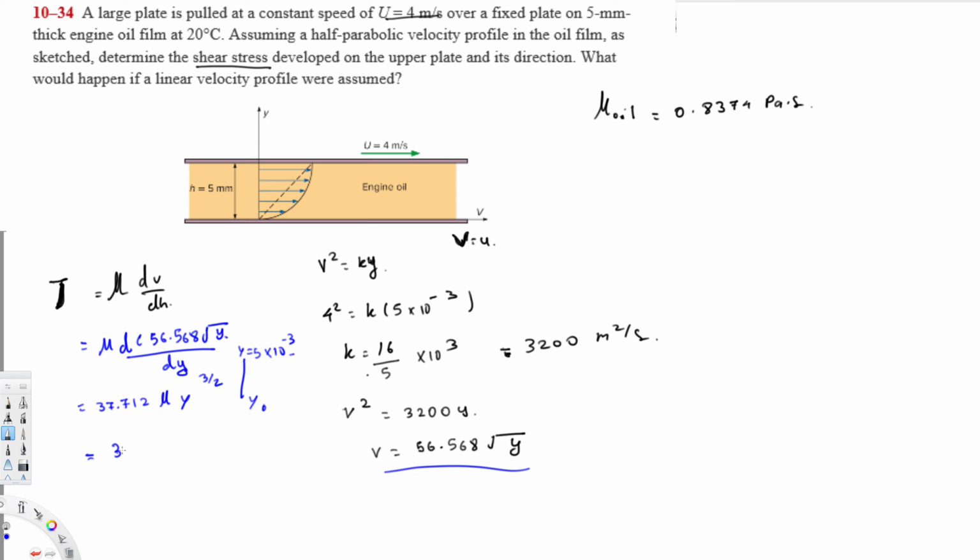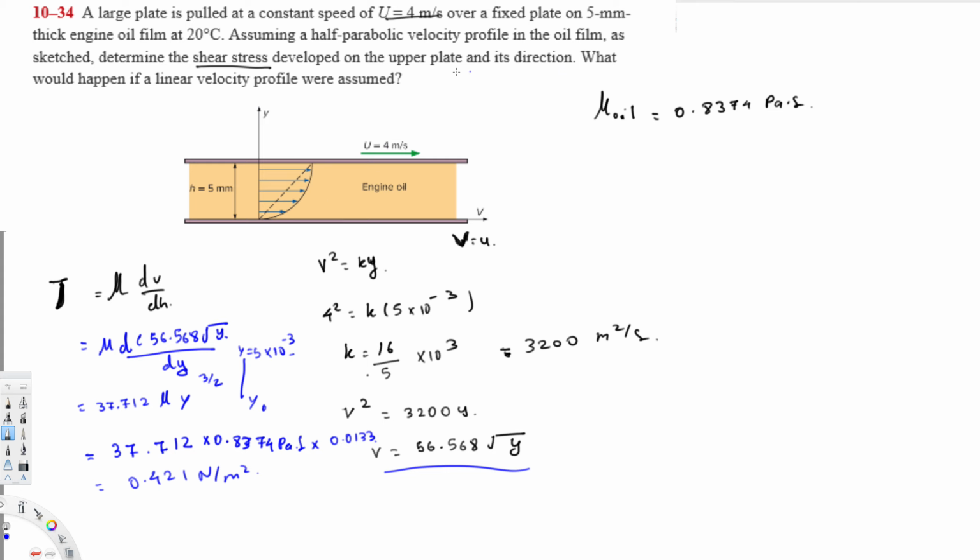If I apply everything, it comes out to be 37.712 times 0.8374 pascal seconds times 0.0133, and that comes out to be 0.421 Newtons per meter squared. So this is the shear stress if we assume parabolic, and that answers the first question.